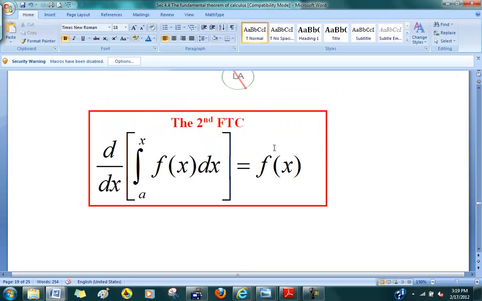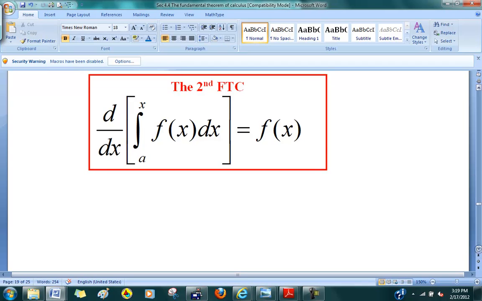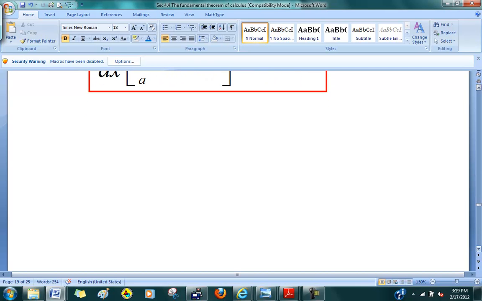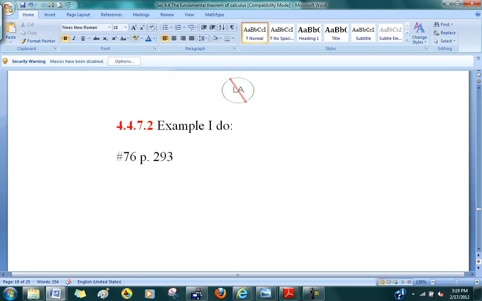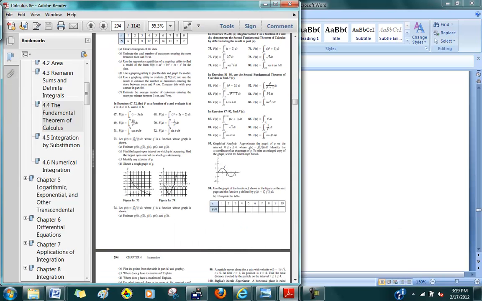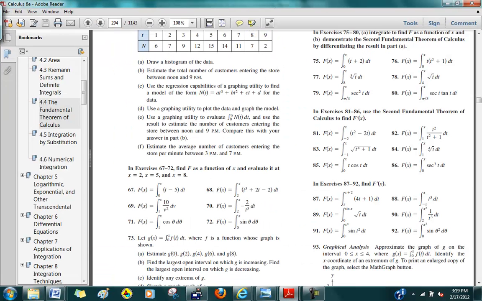Let's do examples. From here on out it's all examples. So the concept is fairly simple. All the meat is in the examples. And so the first example I'm going to do is number 76 on page 293. Let me go bring my book up. Number 76, page 293. So here it is.